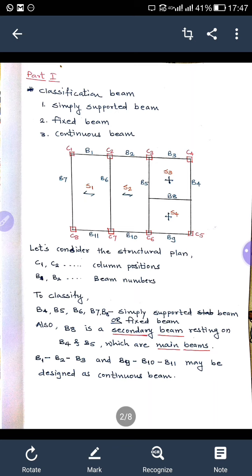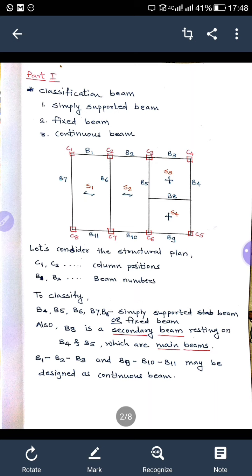Now let us classify the beams in this structural plan. We can see over here B4, B5, B6, B7. If we refer to B4, B4 is supported by columns C4 and C5. Beam B5 is supported by columns C3 and C6. So these beams B4, B5, B6, B7 are simply supported beams, or depending upon reinforcement we can have it as a fixed beam also. Herein one more beam is there, that is B8.